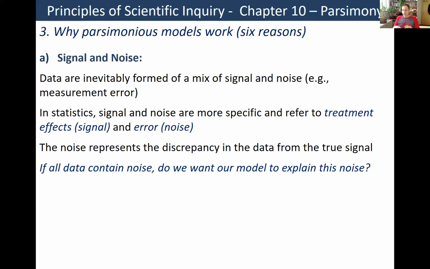If all data contain noise, do we want our model to explain this noise? As I alluded to in the last slide, no, we don't.